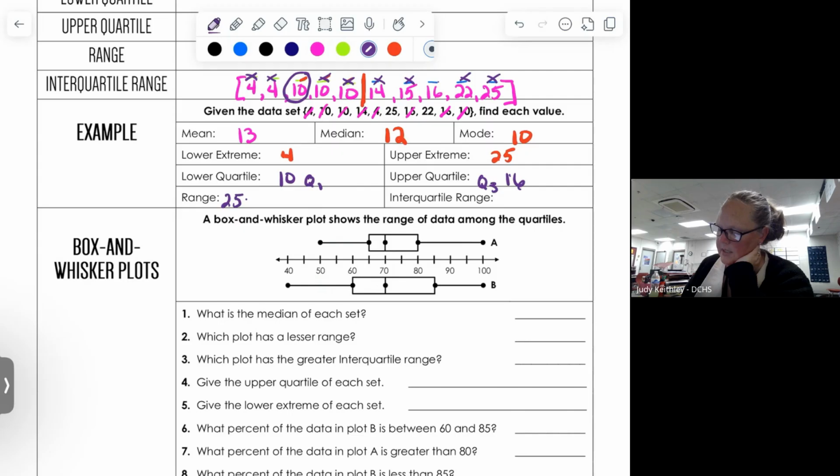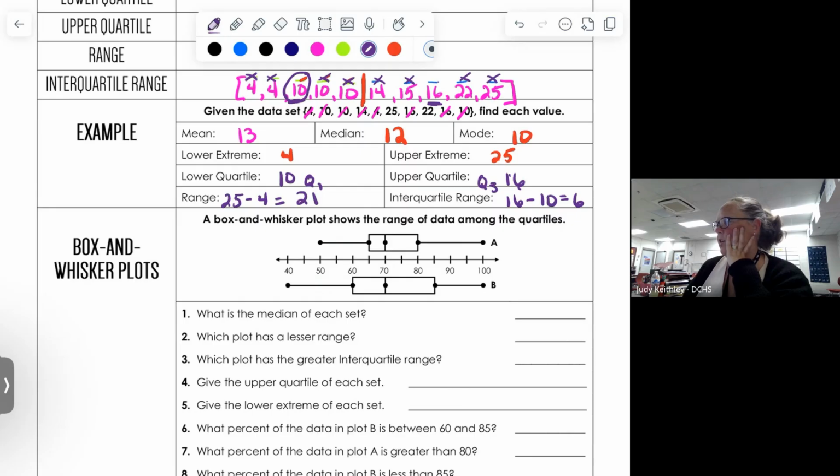Now the range is going to be the highest number, 25, minus the smallest number, and that's going to equal 21. The interquartile range is going to be the 2 medians here, the 10 and the 16, and that's going to be 16 minus 10, and that will give me a 6 for my interquartile range.